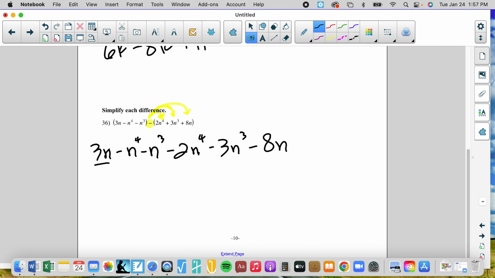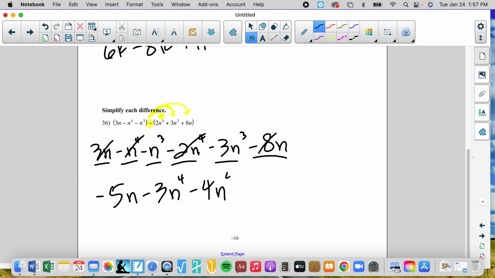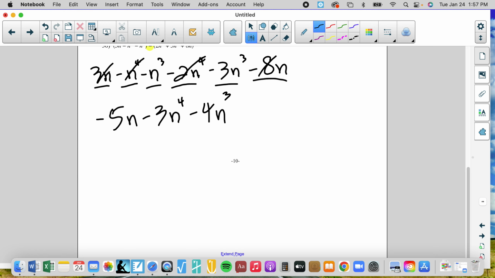We have n to the first, n to the first. We have 3 and negative 8, which makes negative 5n. We have n to the fourth, negative 1 and negative 2, which makes negative 3n to the fourth. We have n to the third, negative 1 and negative 3 makes negative 4n to the third. Let's write them in standard form. So negative 3n to the fourth minus 4n to the third minus 5n.